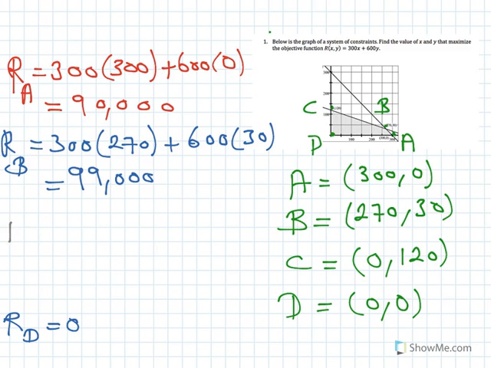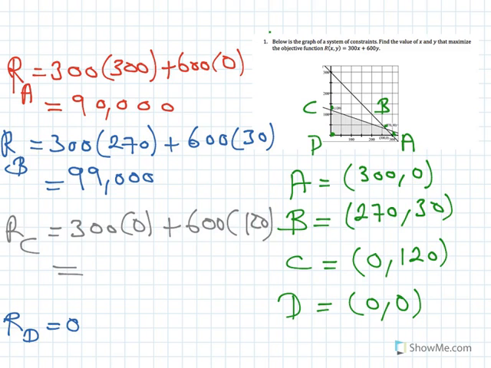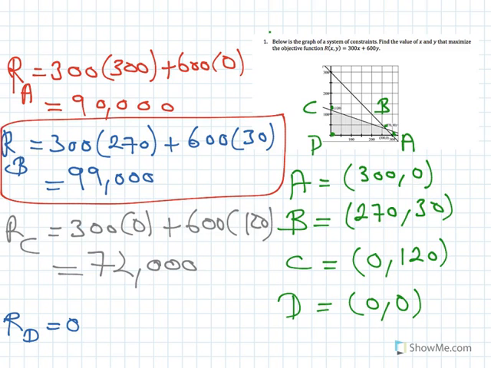Moving forward, RC, the objective function at point C, will be 300 times 0 plus 600 times 120. 600 times 120 is like 60 times 12, that's 72,000. And as you can see, the highest value of the objective function appears at point B. So this is your answer.